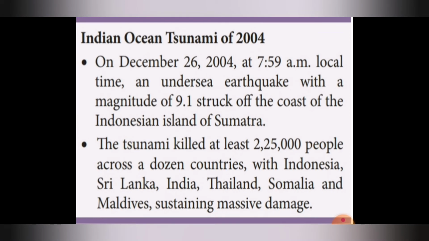Indian Ocean tsunami of 2004. On December 26, 2004 at 7:59 a.m. in the morning local time, an undersea earthquake with a magnitude of 9.1 struck off the coast of the Indonesian island of Sumatra. The tsunami killed at least 2,25,000 people across a dozen countries, with Indonesia, Sri Lanka, India, Thailand, Somalia, and Maldives sustaining massive damage.